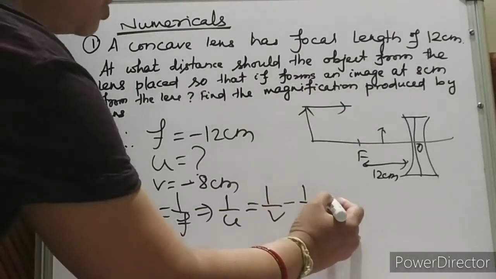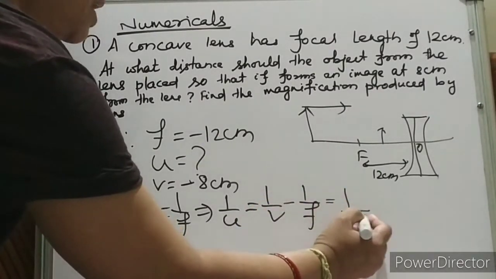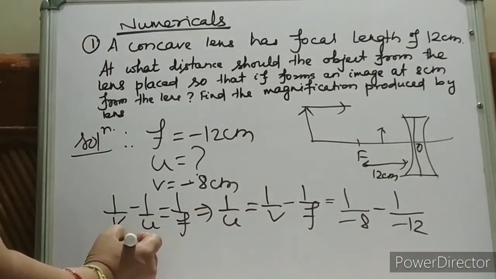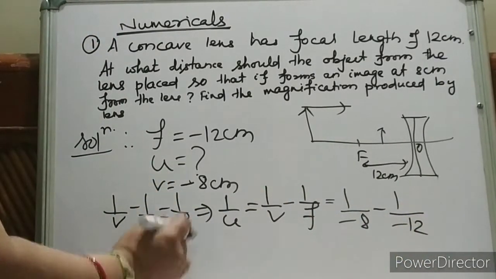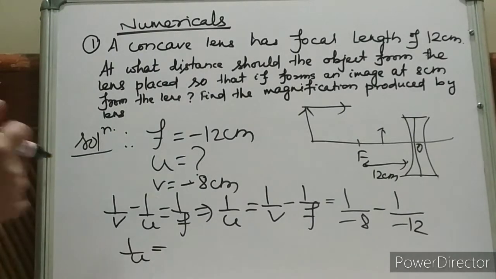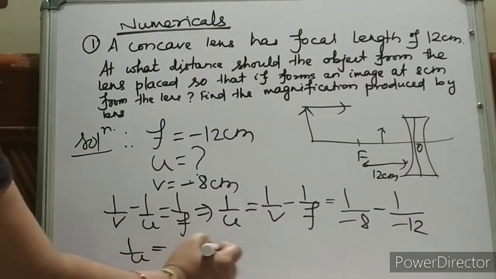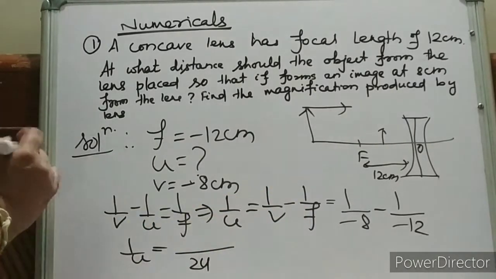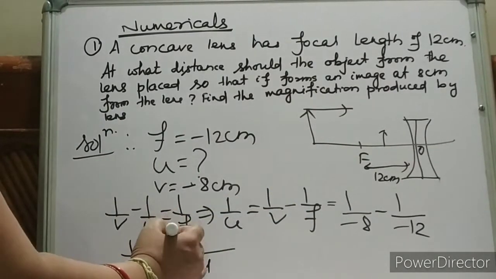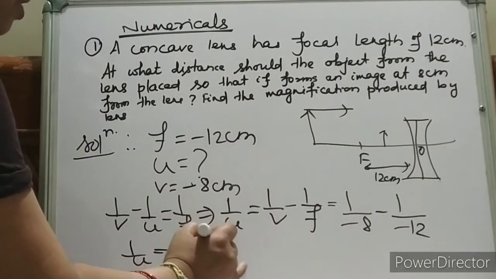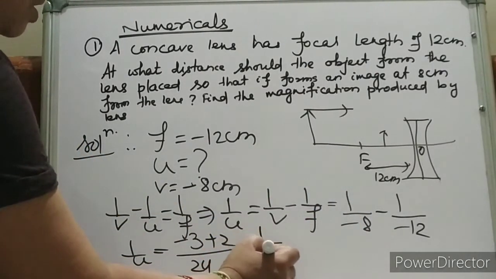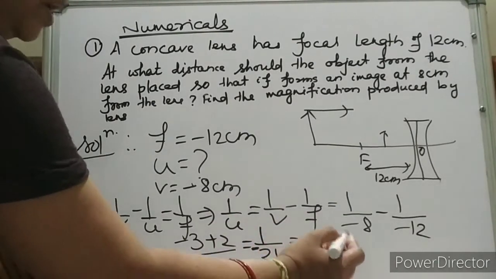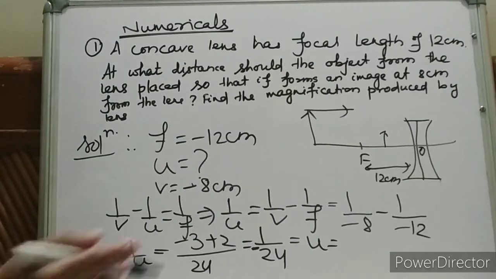Okay, so what is V? Minus 8. What is F? Minus 12. So 1 by U is equal to, now take the LCM. LCM will be 24. So minus 3 plus 2. So it will be 1 by 24 with a minus sign. That means U will be minus 24 centimeters.